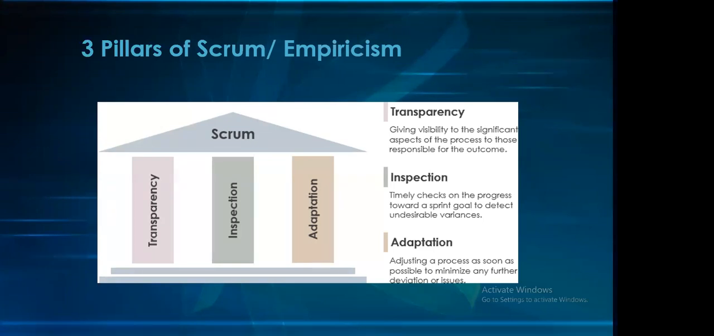Now the adaptation is when that person has finished inspecting what you have done, and they find things that are not really acceptable or they just want to change or tweak it. So we now apply a form of adjustment to the process, adjusting the process as soon as possible to minimize any further deviation.